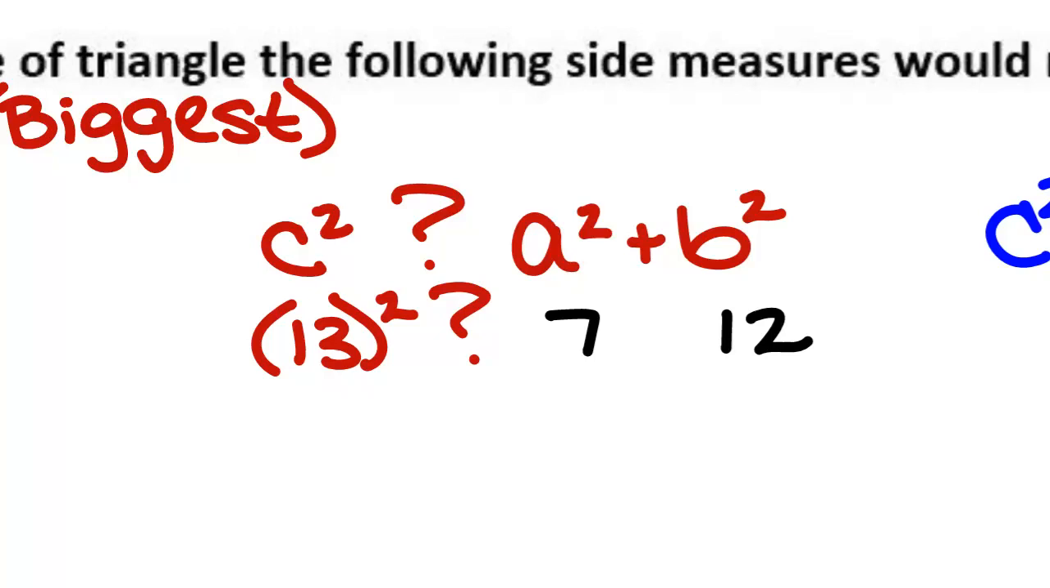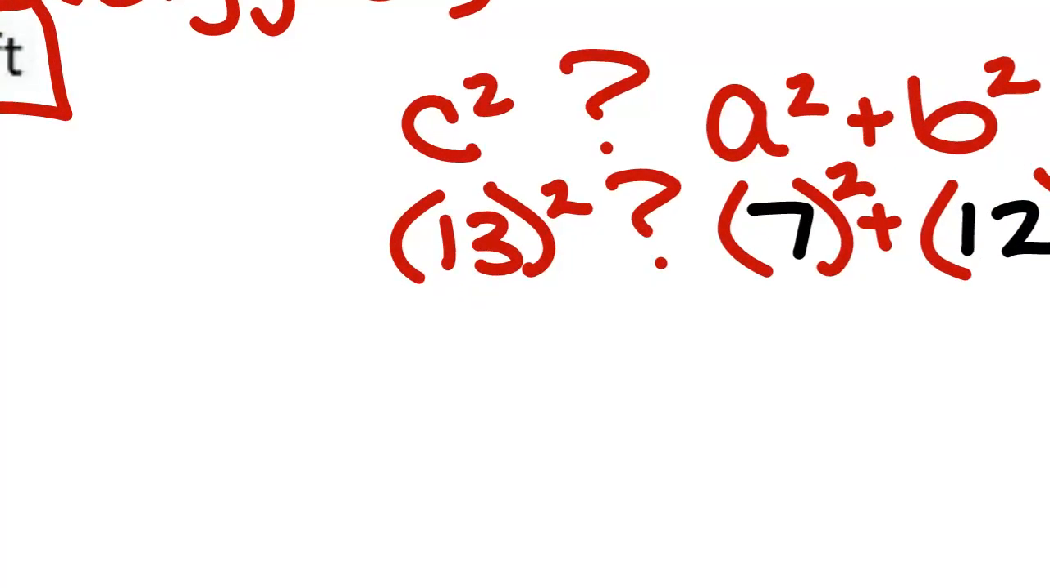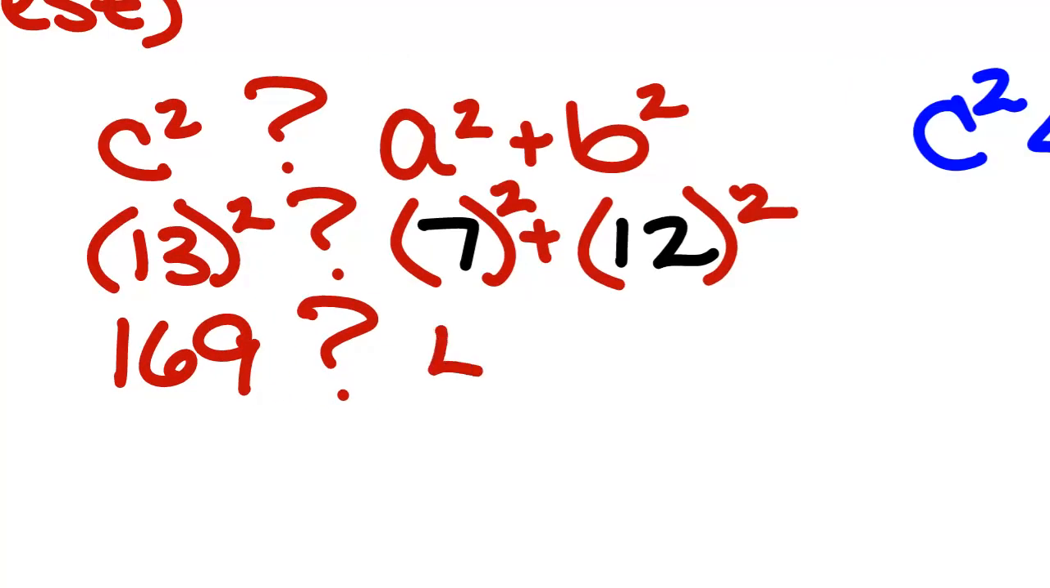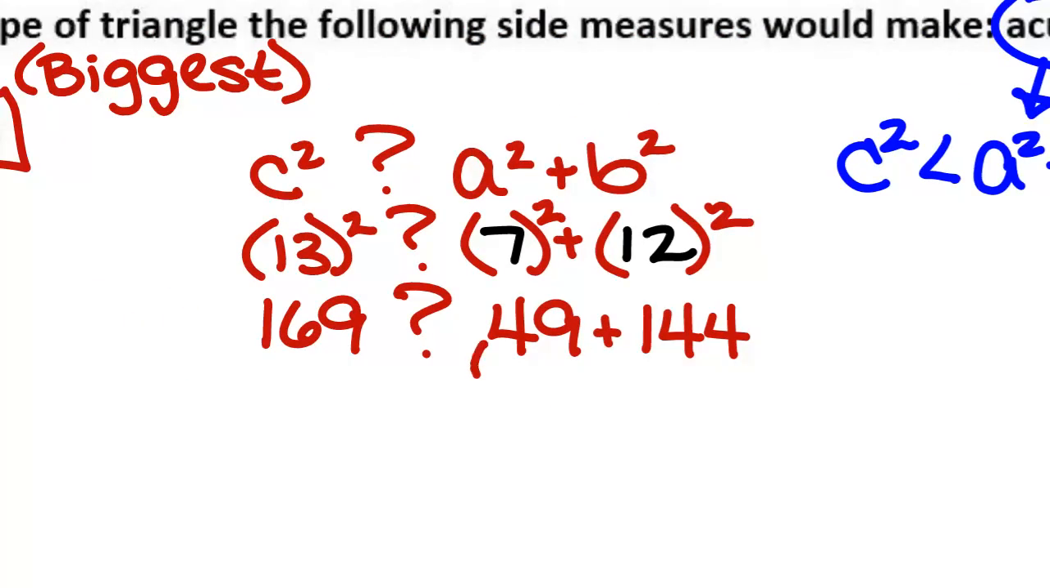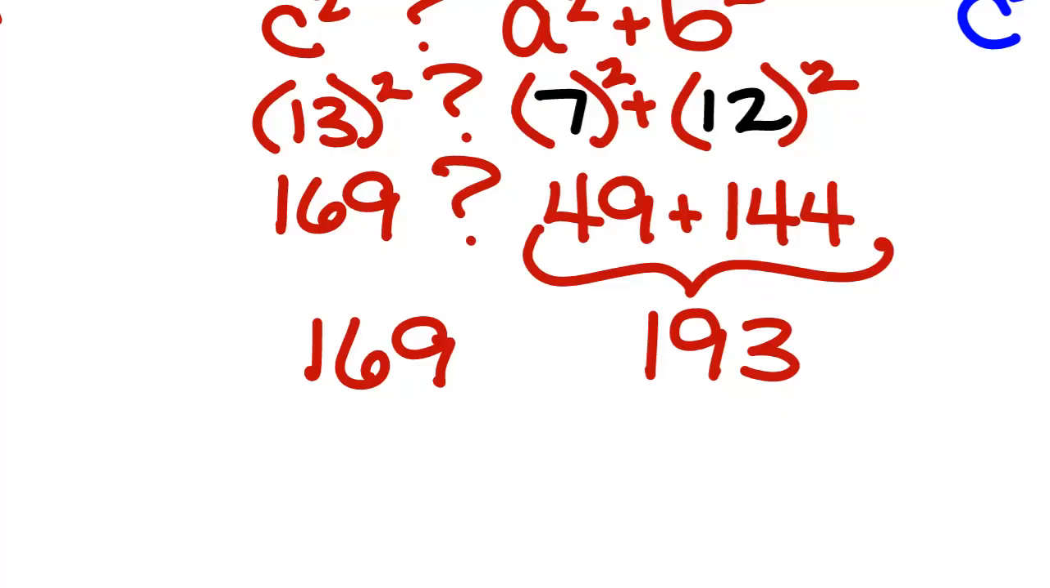7 and 12. We have to take both of those numbers and square them and add them together. Thank you, sir. What is 13 squared? 169. 7 squared? 49. 12 squared? 144. What do we get when we add 49 and 144 together? 193 on this side, 169 on the other side. Alligator eats which one? The bigger one, which is? The 193.